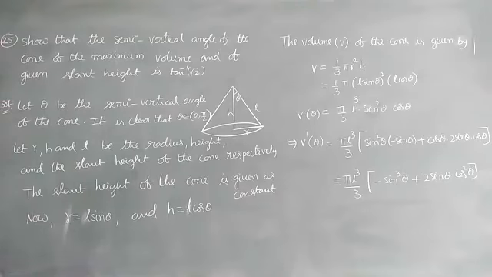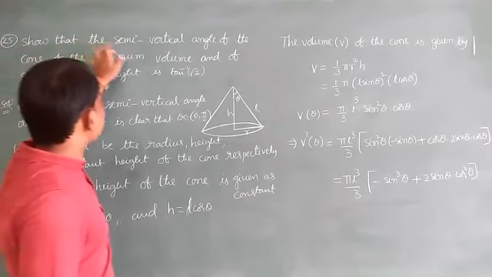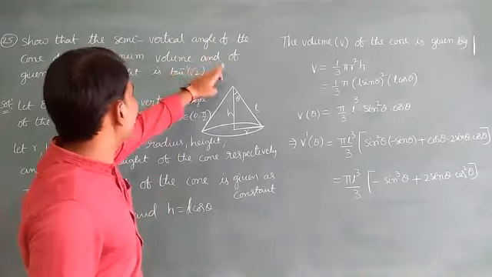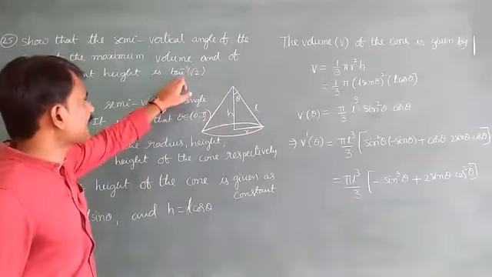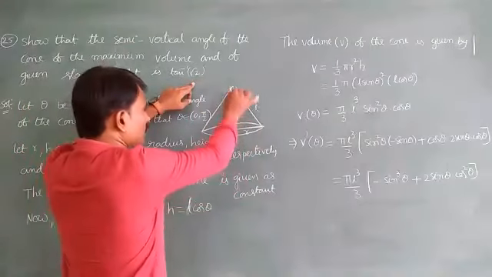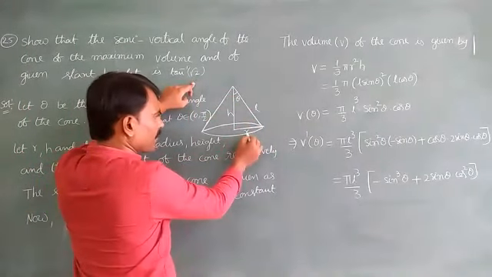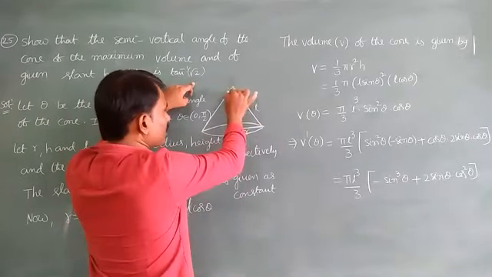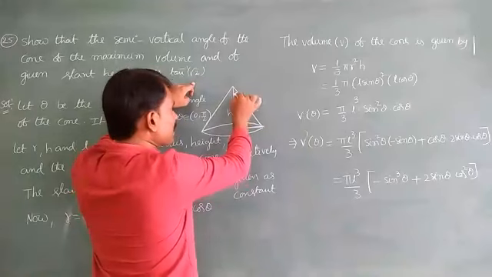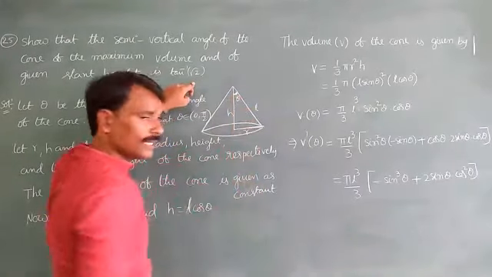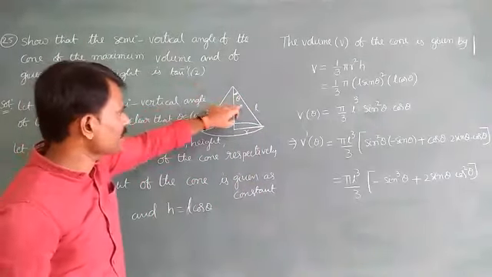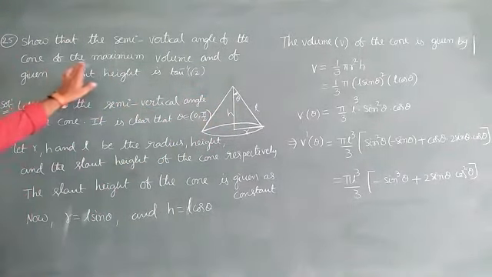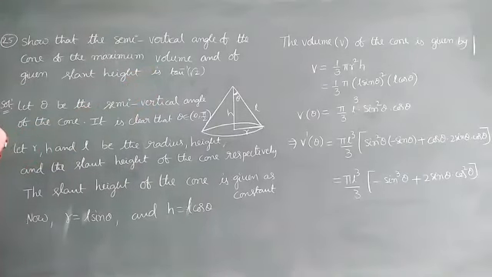Students, problem 25: Show that the semi-vertical angle of the cone of maximum volume and of given slant height is tan inverse root 2. This is the cone, guys, with base radius, height, and slant height. Vertical angle means the complete angle, but a given semi-vertical angle means we consider the acute angle. Okay, clear. Now we are talking about the volume of the cone.